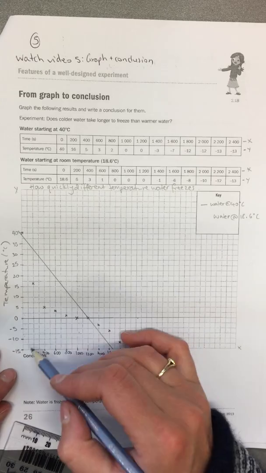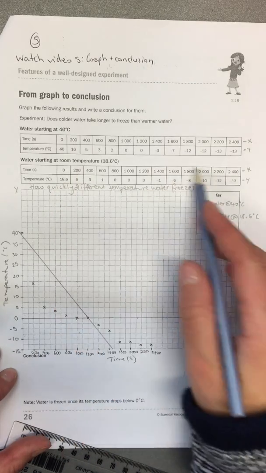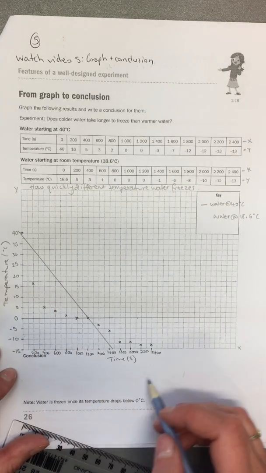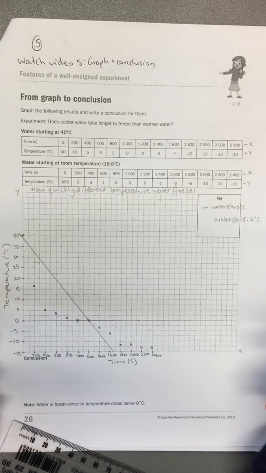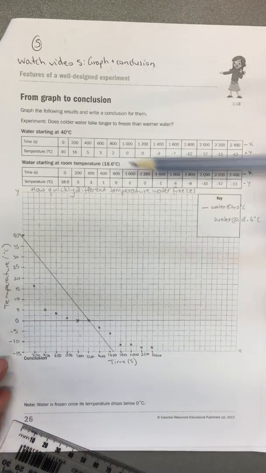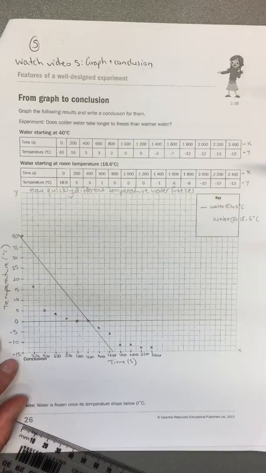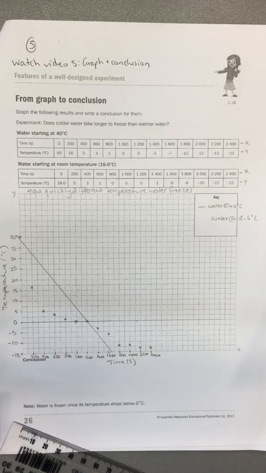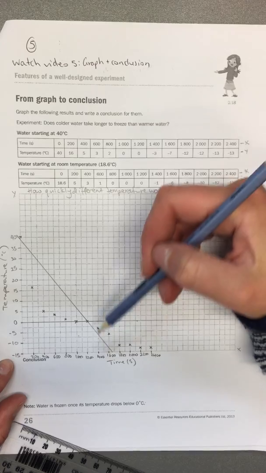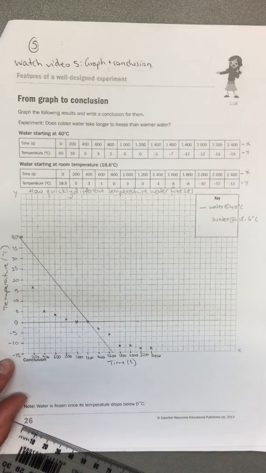Alright, now you can repeat it using a different colour for this part here, and then you need to write a conclusion based on what you see. So the conclusion will be something along the lines of water at 40 degrees cooled down a lot quicker than the water at 18 degrees. Or it might be the other way around, whatever your graph shows. So whichever one has the steeper line is the one that cooled down the fastest.